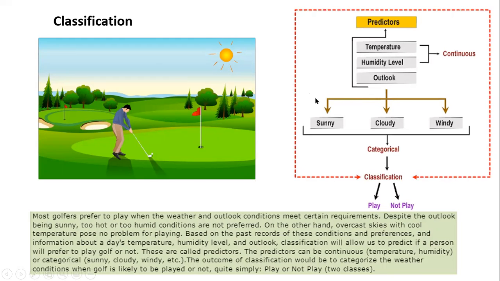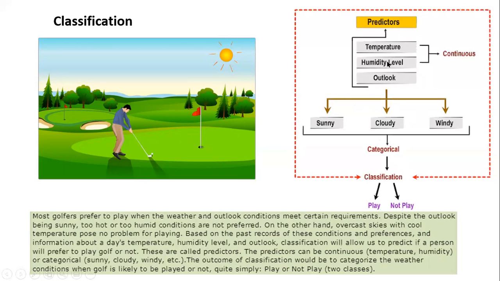Whether the day is going to be sunny or cloudy or windy, whether the temperature is really hot or normal or good to go, whether it is going to rain or not, right? So based on these several features, these different predictors, I will decide, or these features will decide, whether we are going to play or not. Based on these predictors I will have a classification, play or not play, right?